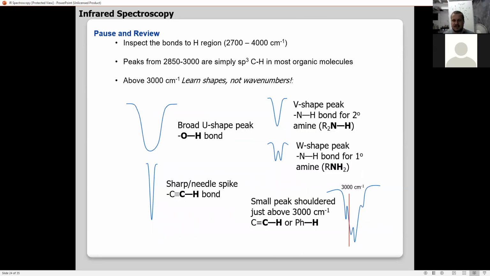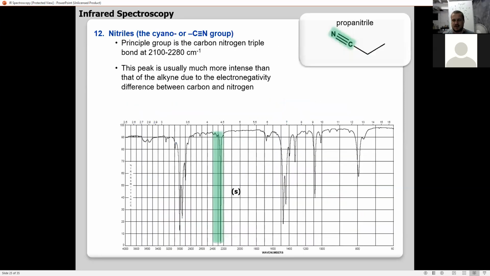So here we see a sharp needle-like spike that gives us our nitrile group, or carbon to nitrogen triple bond. You're not actually given this in your formula book, so I can't imagine they will ask you about it.